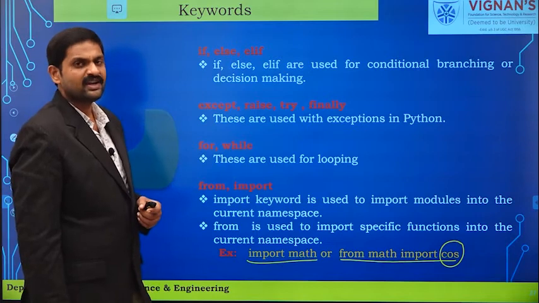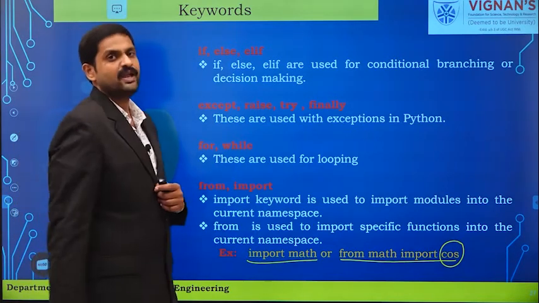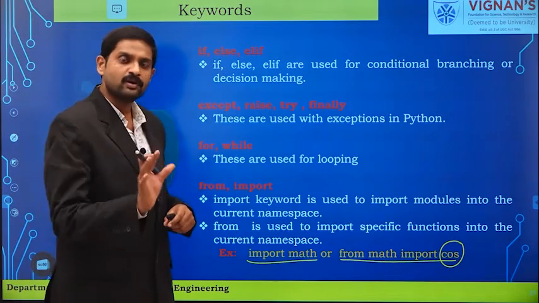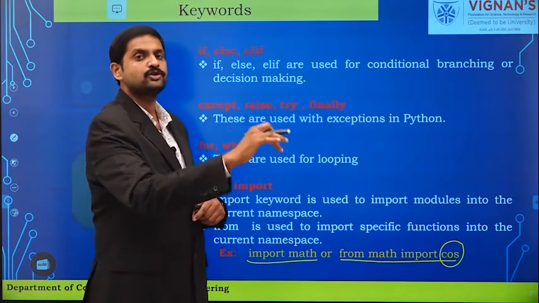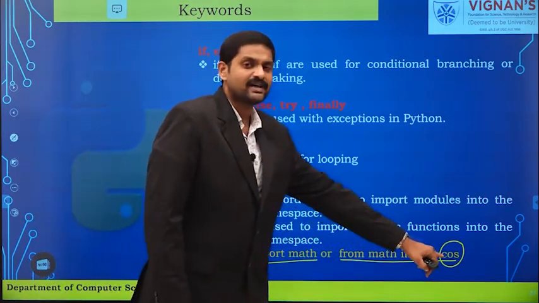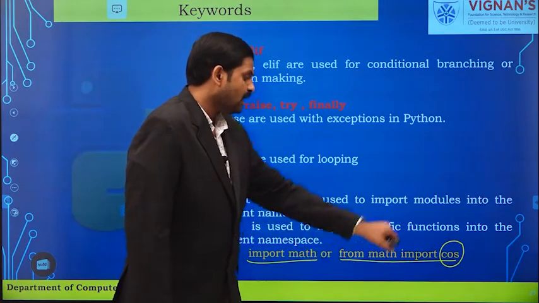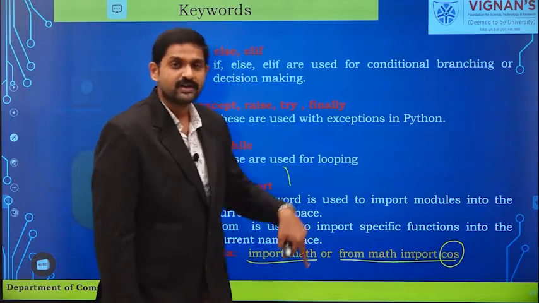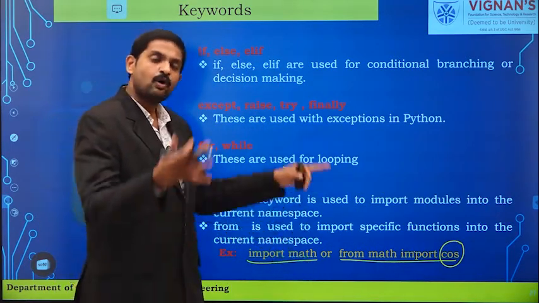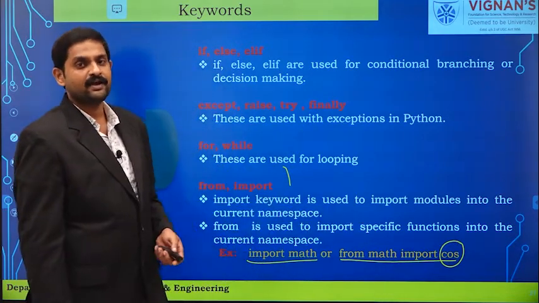Okay, import is the keyword used to import a whole module into the namespace, and from is the keyword used to import a specific function of the module into the current namespace. From math import class means that from the math module, the class function will be imported into the current namespace. Import math means that the whole math module will be imported into the current namespace.